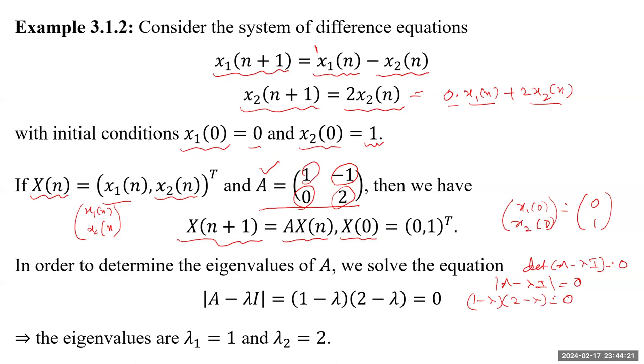So you know what A minus lambda I is. That is equal to [1, minus 1; 0, 2] minus [lambda, 0; 0, lambda]. So that is [1 minus lambda, minus 1; 0, 2 minus lambda]. That is the matrix A minus lambda I. So the determinant is, you know, the product of the principal diagonal elements minus the product of the second diagonal. This is very simple, what you learned in undergraduate, right?